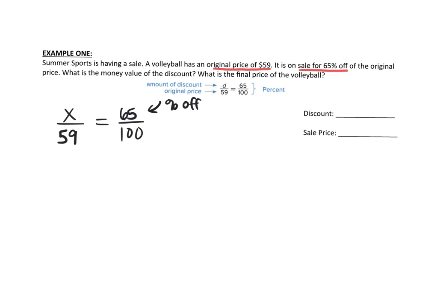If you like to do it the other way, I'm going to do 65%, which is 0.65, times my original price. That's going to give me my part, or my discount. Okay, so I'm going to solve this real quick.